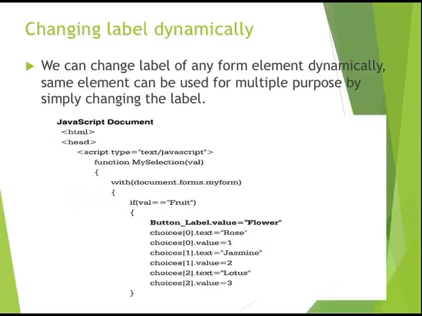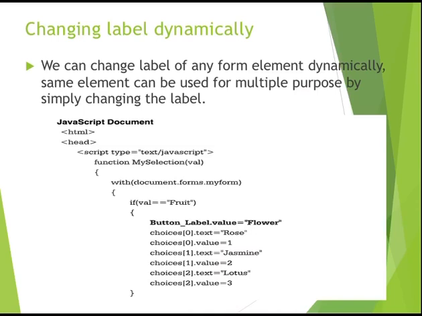First is your HTML tag, then the head tag, then the script tag. Function is my selection, and you have passed the argument as well. With document.forms dot name of the form is my form. If val is equal to fruit, so you have two labels, fruits and flowers. If val is equal to fruit, you will write button_label.value is equal to flower.